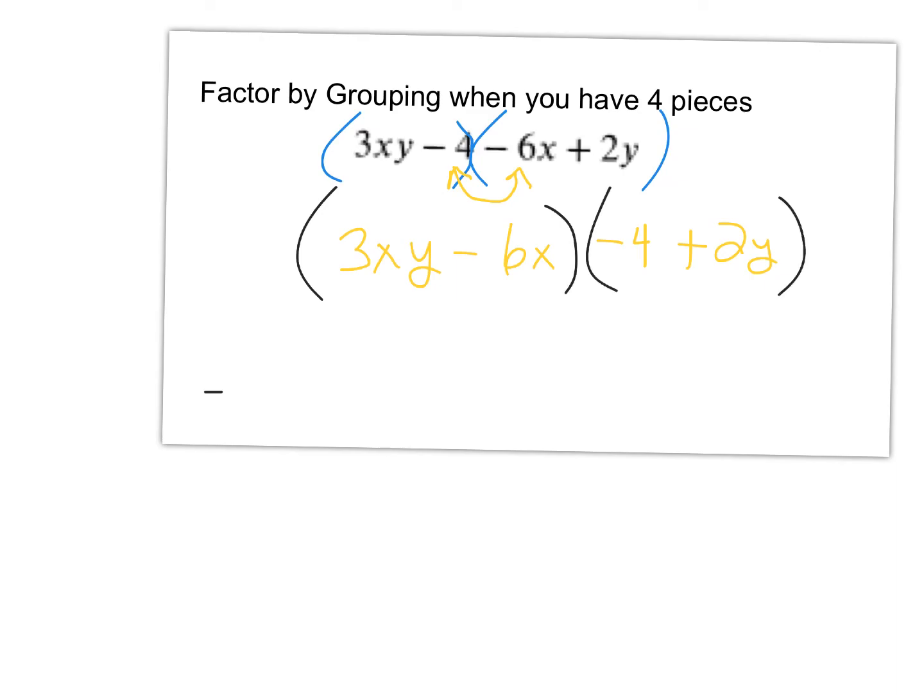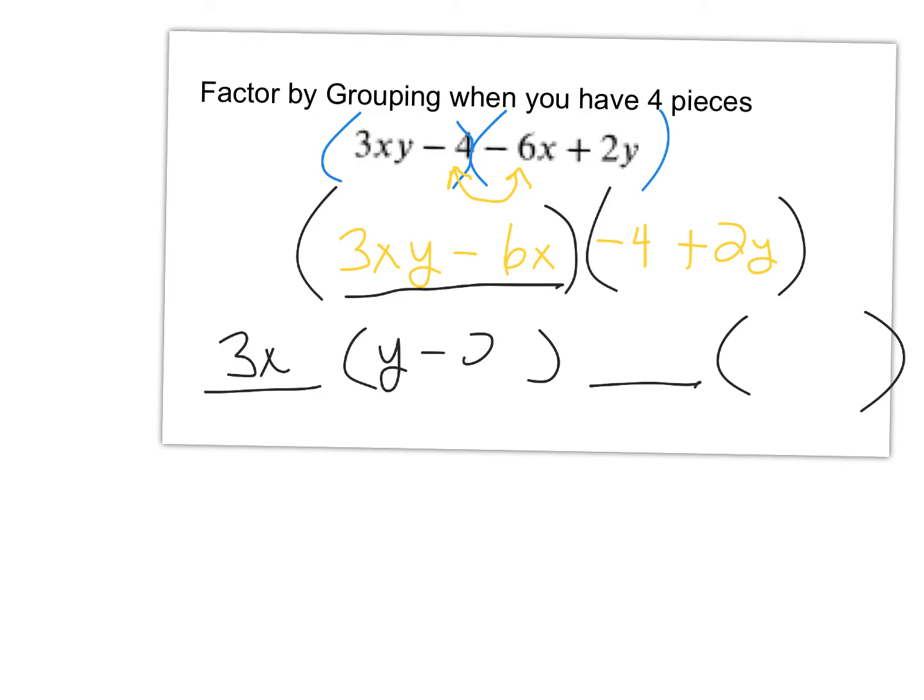Line, parenthesis, line, parenthesis. All right, so for this first parenthesis, what can I take? I can take a 3x, leaving me y minus 2. Now be careful here. Realize these pieces in here are not in order. This should really read 2y minus 4.